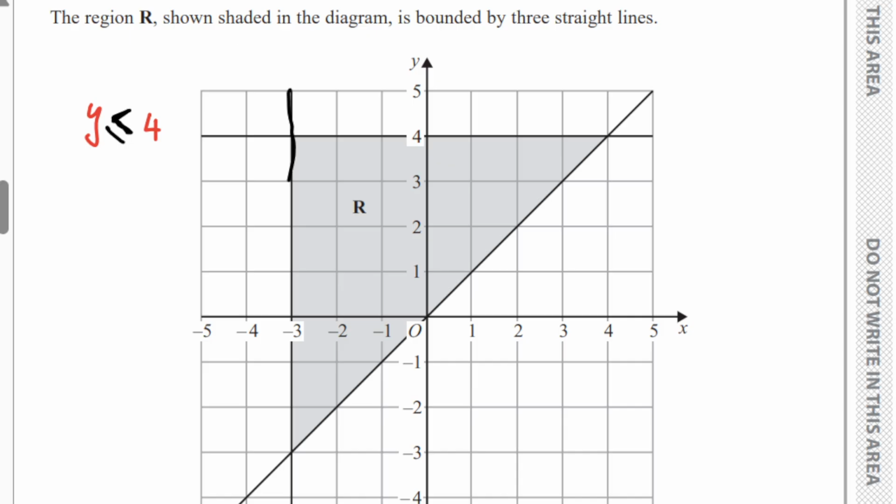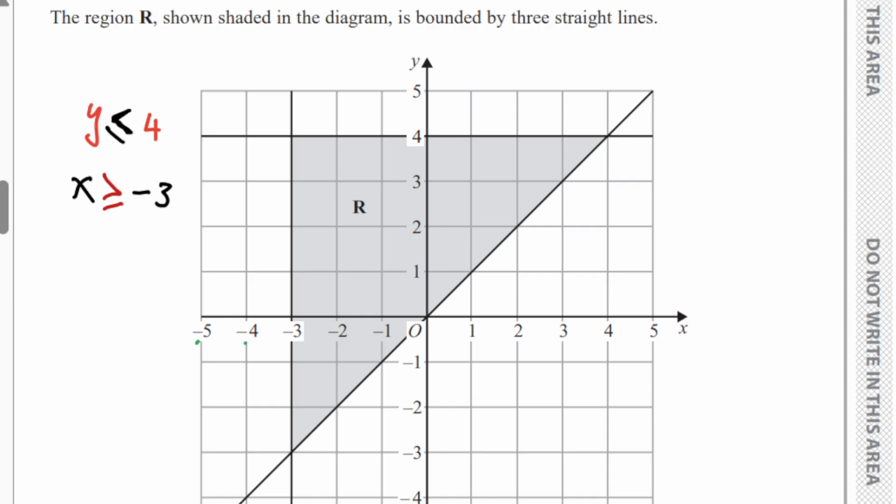Now let's do this. This line crosses x equals -3 here. So it's x and -3. Is it more than or less than -3? Less than -3 are -4, -5. Are these shaded? No. The shaded numbers are all more than -3. So this is more than. Because the line is solid, it's more than or equals.